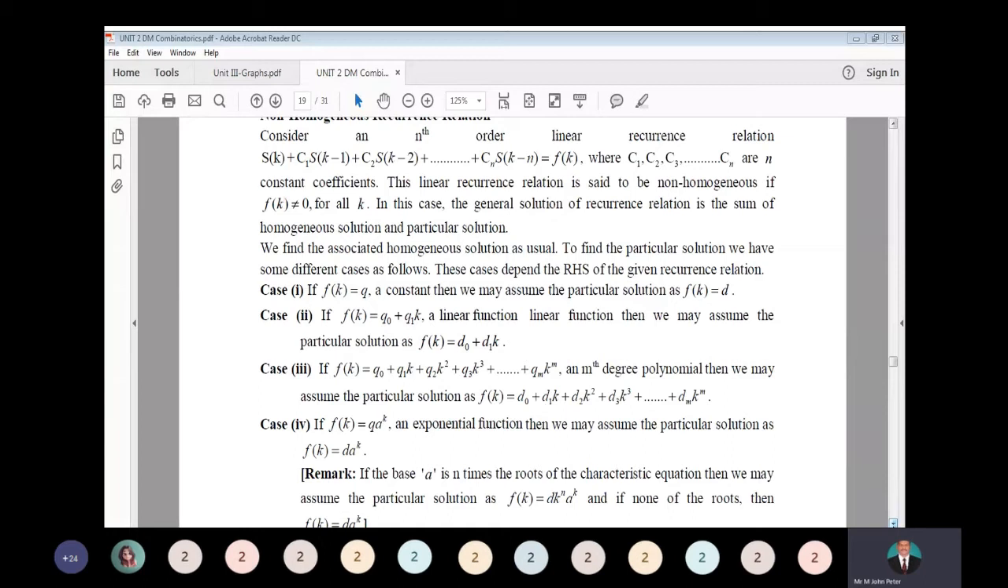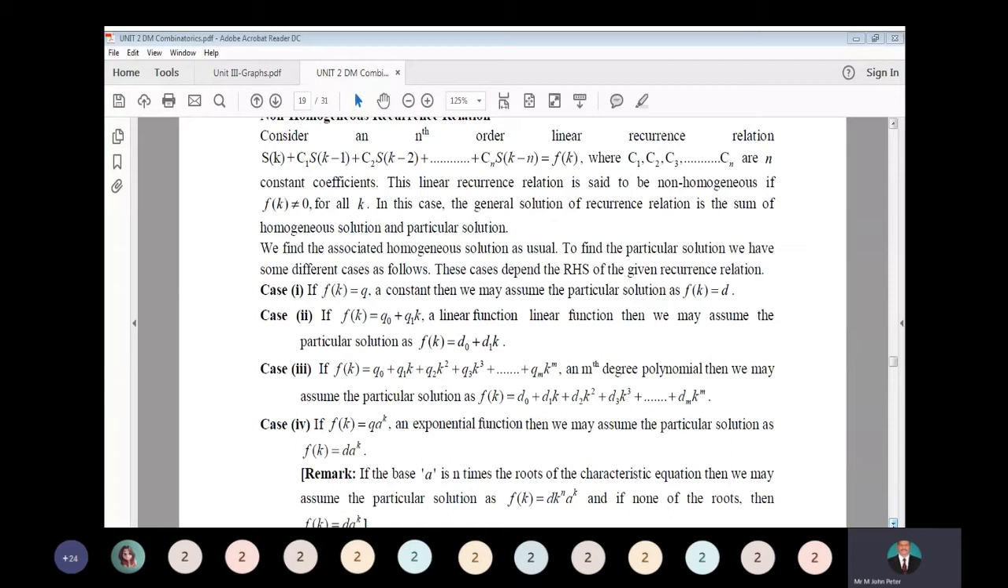Next, case 3: if f of k is equal to q0 plus q1k plus q2 k square plus q3 k cube plus, and so on, q_m k power m, an mth degree polynomial, then we may assume the particular solution f of k is equal to d0 plus d1k plus d2k square plus d3k cube plus, and so on, d_m k power m. So if the given function is a polynomial, the assumed solution is also a polynomial using the constants d0, d1, d2, d3. You may get at the maximum power 2 or power 3, not more than that.